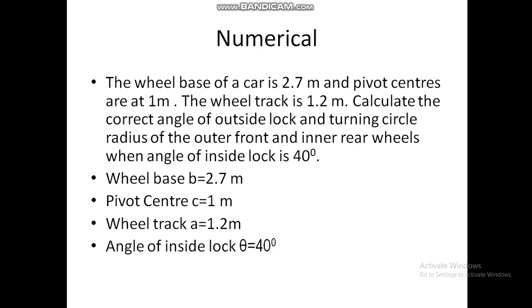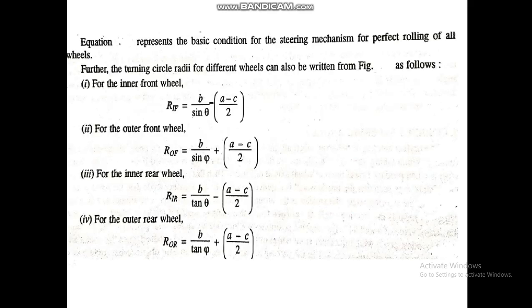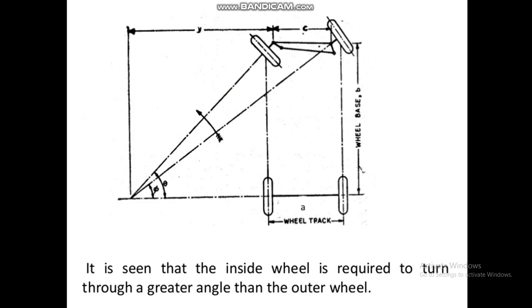This is your question, very important. The wheelbase of a car is 2.7 meter, that is B is 2.7 meter, and pivot centers are at 1 meter, that is C is 1 meter. Wheel track is 1.2 meter, that is A is 1.2 meter, and calculate the correct angle of outside lock. So outside lock angle you have to find. See in this diagram, what is the outside lock angle? The outside lock angle is phi for the outer tires. These are the outer wheels.